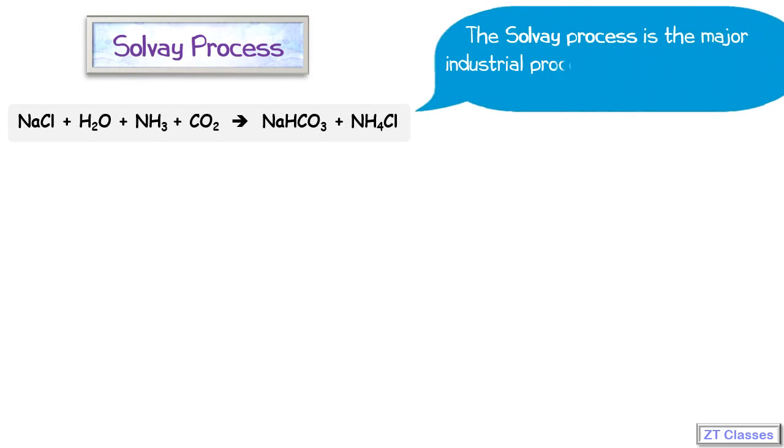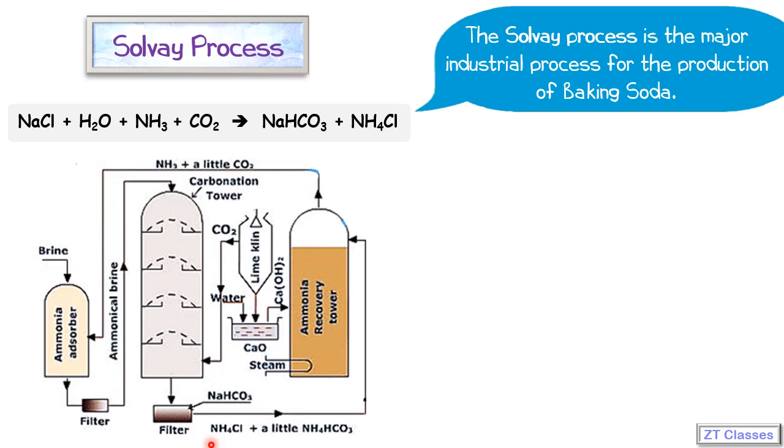The process is an industrial process to produce baking soda on a large scale. So what we are doing in the Solvay process is passing the brine, that is NaCl plus H2O, into an ammonia absorber, and the ammoniacal brine obtained is collected in the carbonation tower.